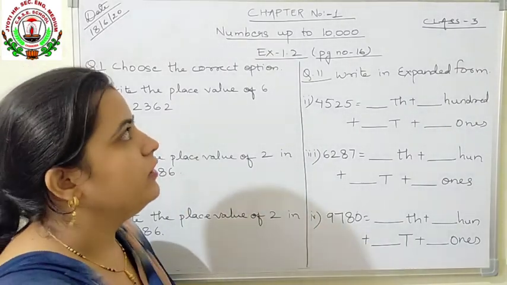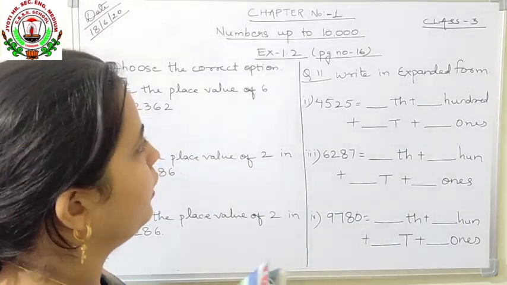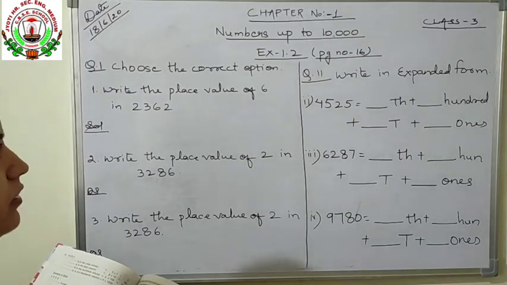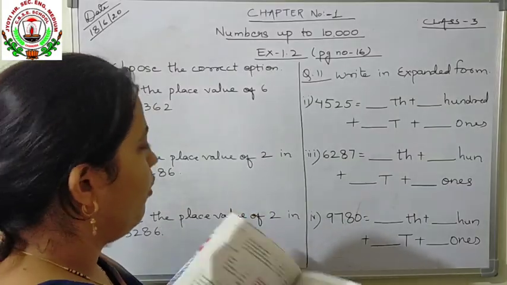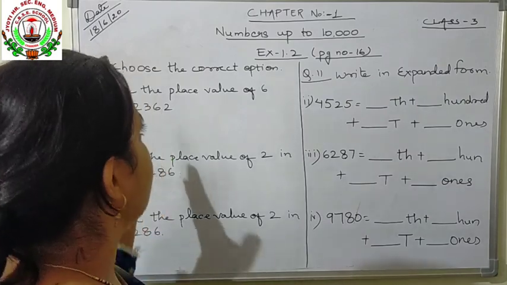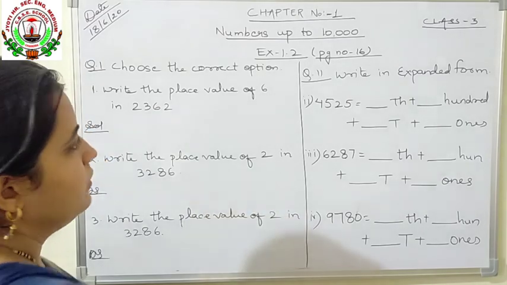Today we will continue with our chapter number 1. Today we are going to solve exercise number 1.2, which is on page number 60. Now question number 1. Question number 1 is choose the correct option. It's written in your book, choose the correct option, but no options are given there. So you will solve this question, okay?